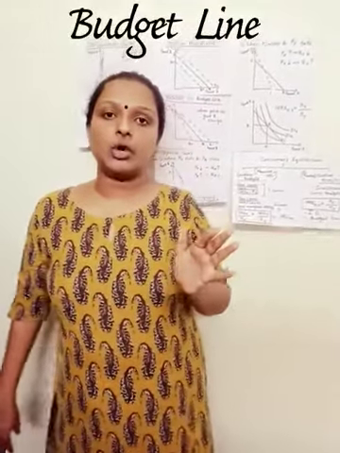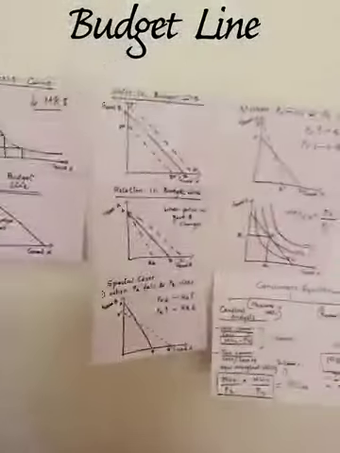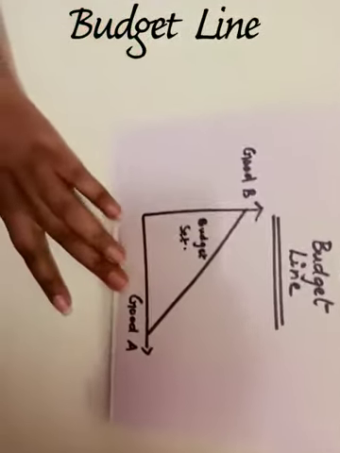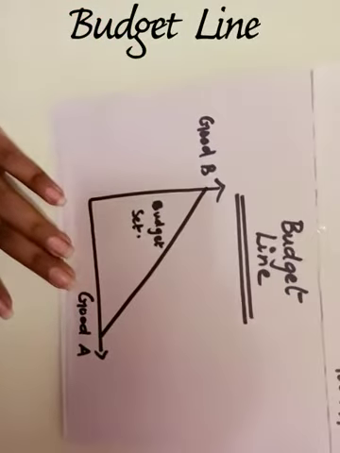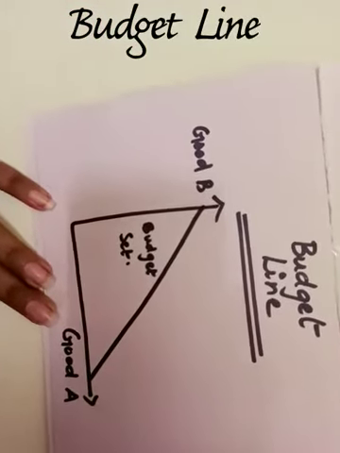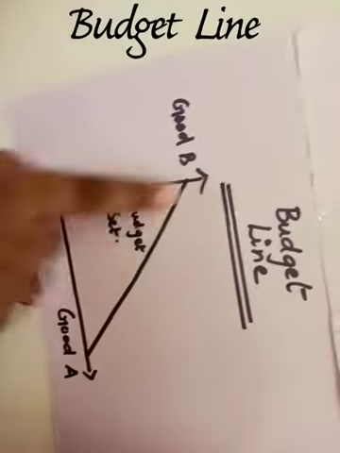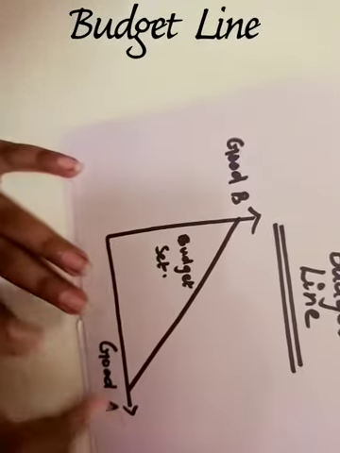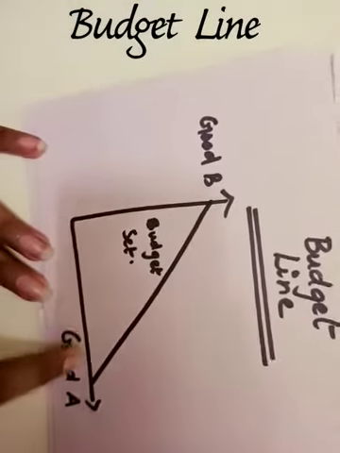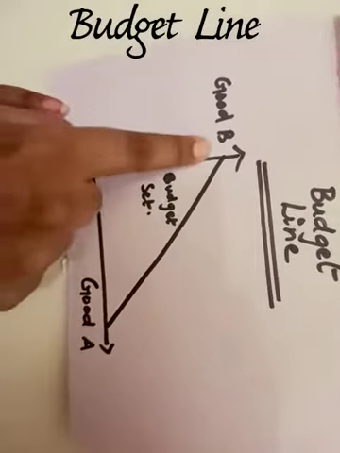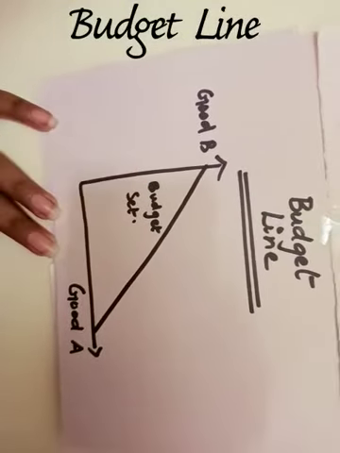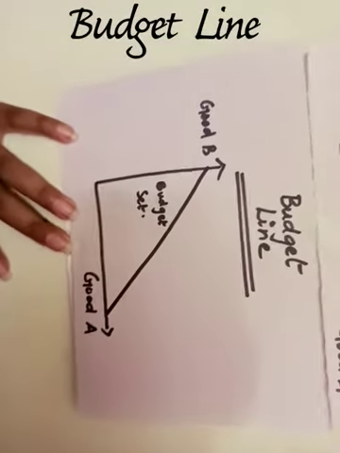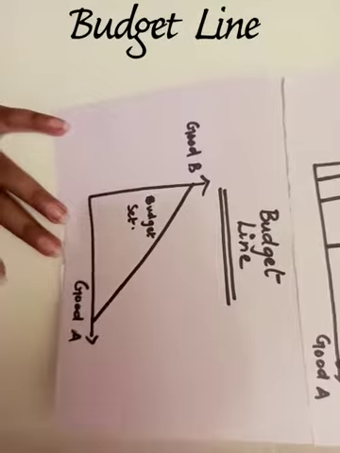Okay, so I am showing you the budget line here. This is the budget line. On the x-axis you have good A, and on the y-axis you have good B, and this downward sloping line is your budget line. It is downward sloping because if you want to consume one more additional unit of a good, you have to sacrifice units of another good. More of one good, less of the other. That is an inverse relationship, so it is a downward sloping curve.